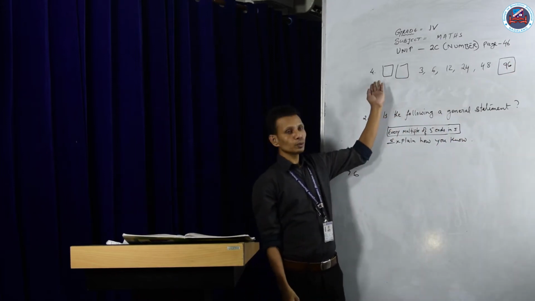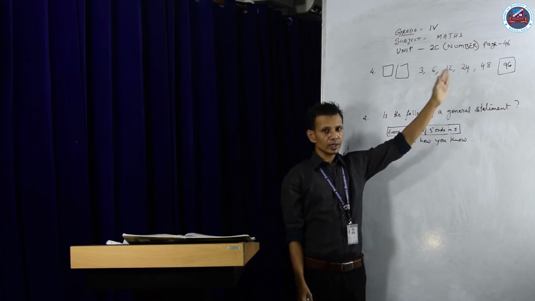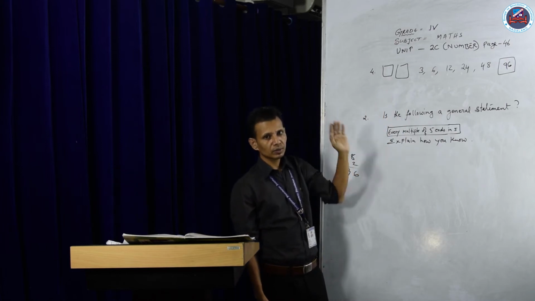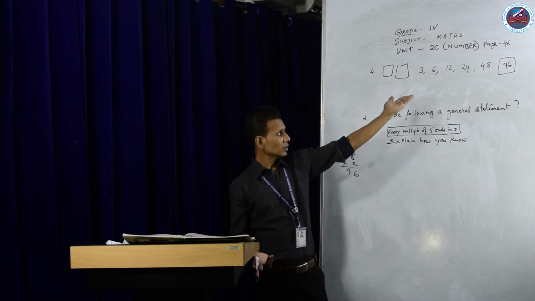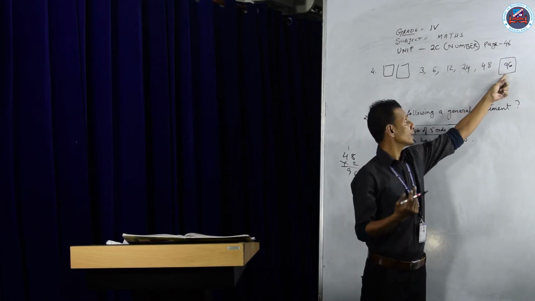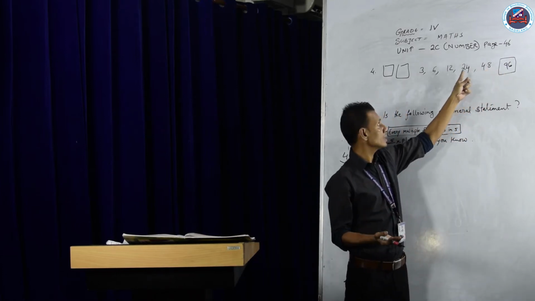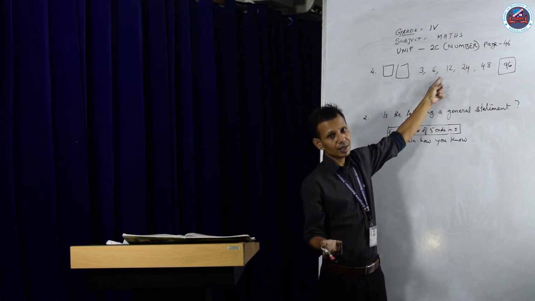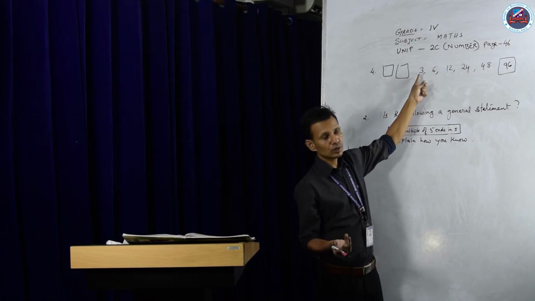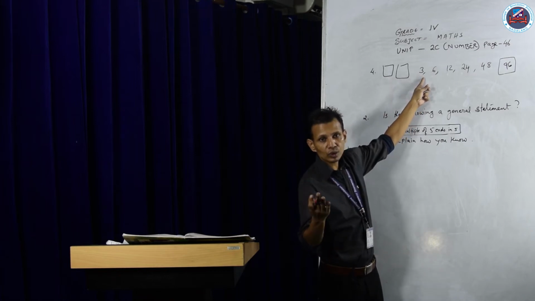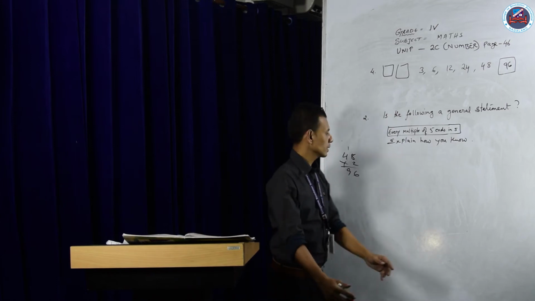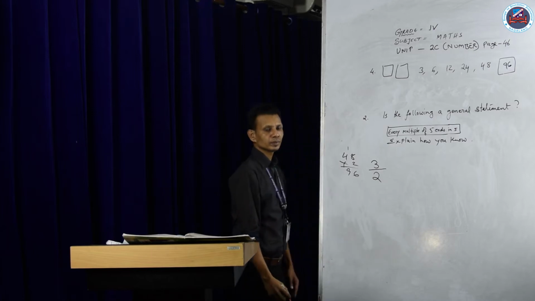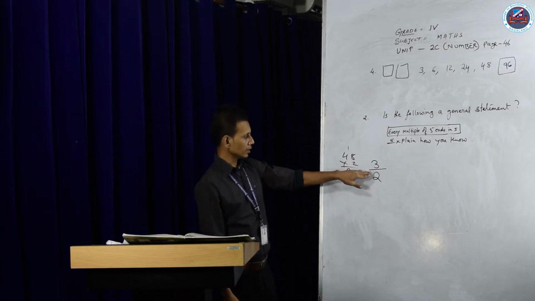But how will we find the first box? When we move forward, we multiply by 2. When we move backward, we need to divide by 2. Just have a look here. 96 divided by 2 is 48. 48 divided by 2 is 24. 24 divided by 2 is 12. 12 divided by 2 is 6. 6 divided by 2 is 3. 3 divided by 2 is your answer.